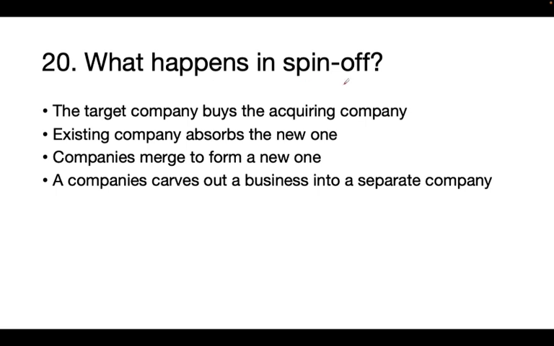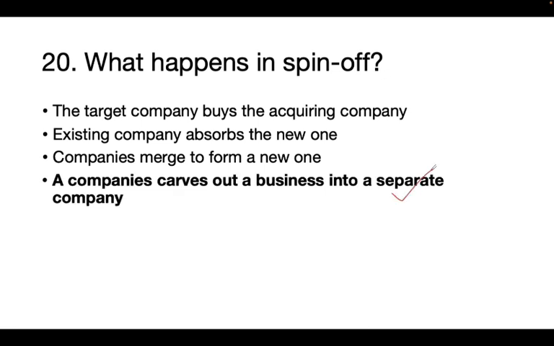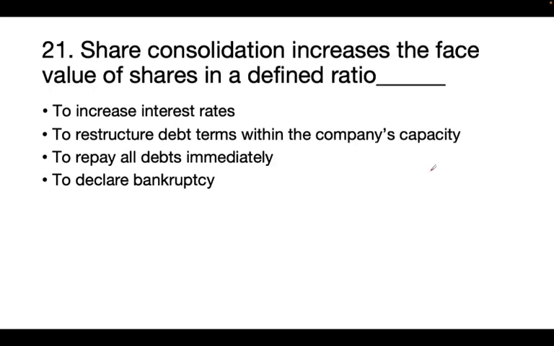What happens in spin-off? The target company buys the acquiring company. Existing company absorbs the new one. Companies merge to form a new one. A company carves out a business into a separate company. The answer is a company carves out a business into a separate company.